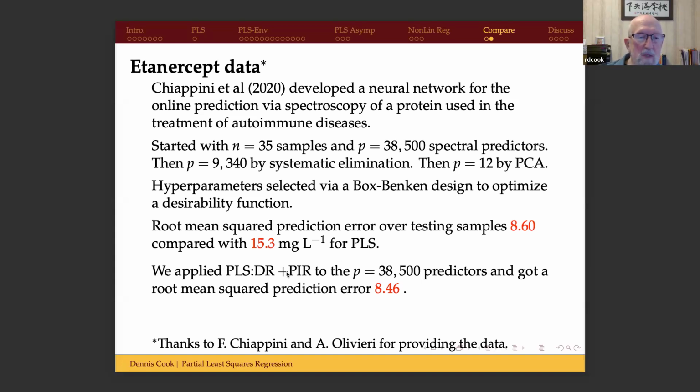Now, this is not an advertisement for prediction via inverse regression. It's an advertisement for partial least squares, saying it's a dimension reduction method, and the reduced predictors can be used in regression in a variety of ways.